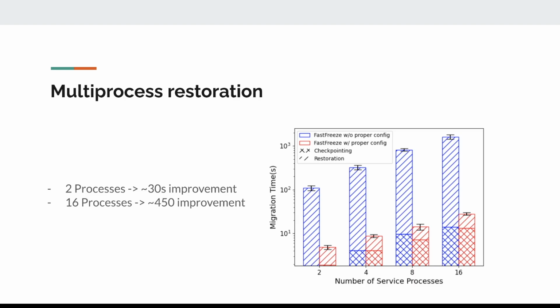Yeah, we talked about how we improve the multi-process restoration migration time. So we compare FastFreeze with proper config, with our fix and without our fix. As you can see here, the improvement is very big. For 2 processes, it is a 30-second improvement, and for 16 processes, it is a 450-second improvement.